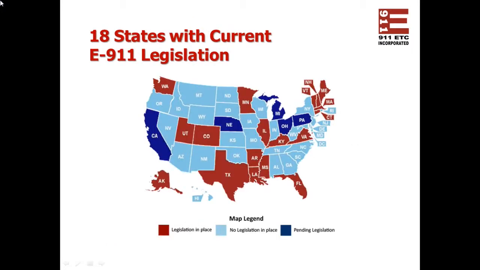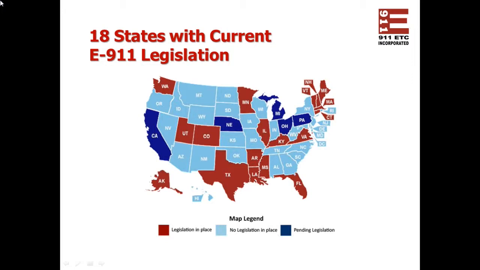The next slide just shows the states with the current E911 legislation. The ones in red are the ones that currently have something in place. The ones in light blue, there's nothing. And in the dark blue, there is pending legislation.